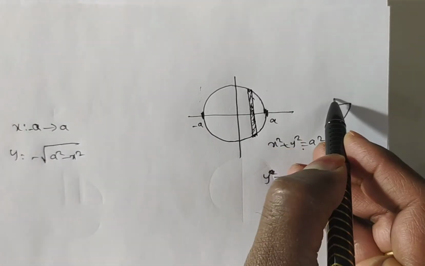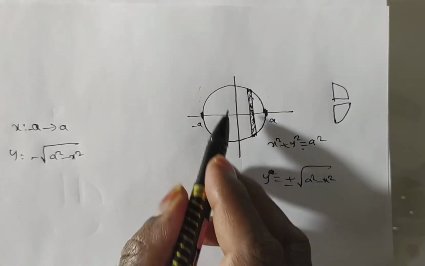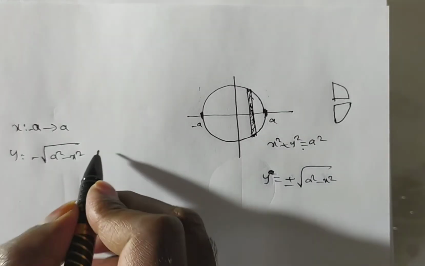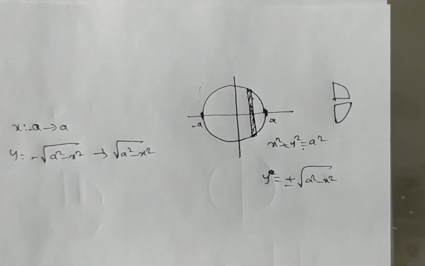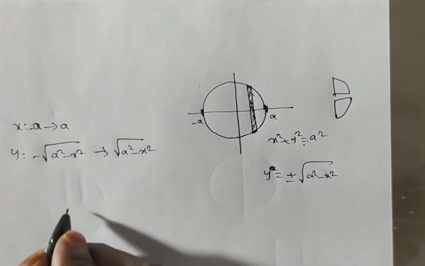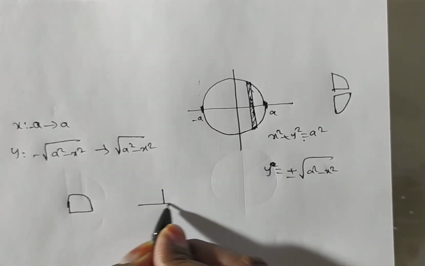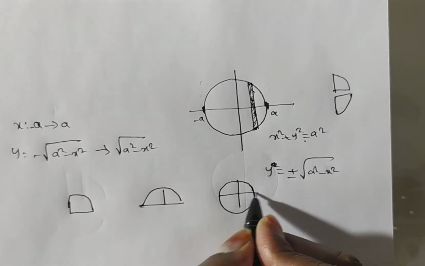And what is the upper curve? The upper curve is this one only. So for this upper curve, the upper circle, in the first quadrant, what do we have? Square root of a square minus x square. Are you understood here clearly? Now I will write the limits for the first quadrant, for the upper half of the circle, and for the full circle. You can understand very clearly.